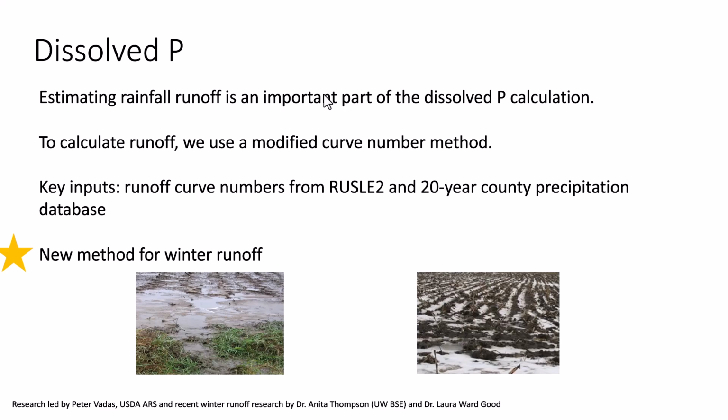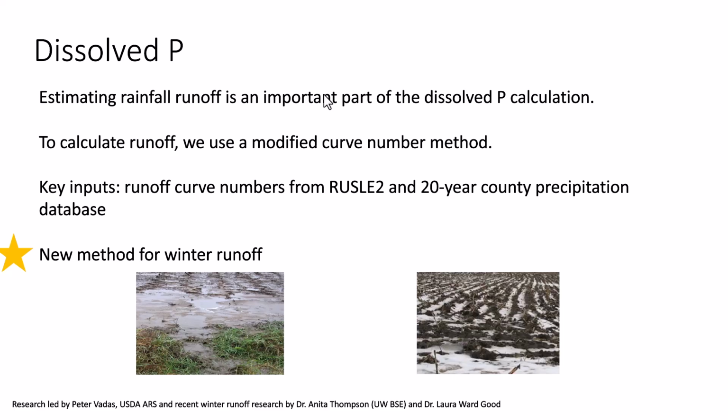The first is that estimating runoff from rainfall is an important part of this equation because we need some water to carry that dissolved phosphorus. When we calculate runoff, the type of equations that we're using are called a modified curve number method. And to use this method, some key inputs that we use are numbers called runoff curve numbers that we can get from RUSLE2.